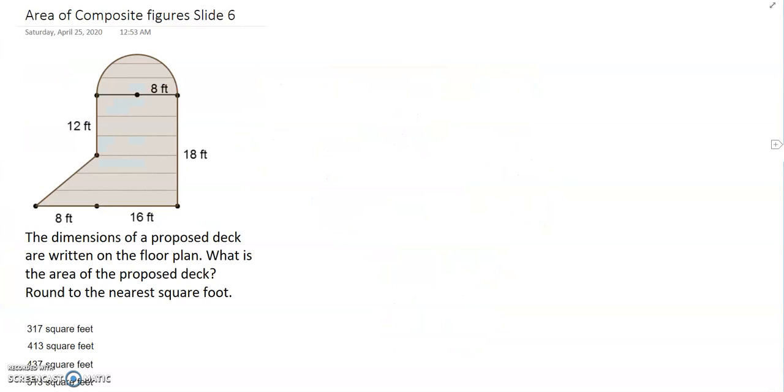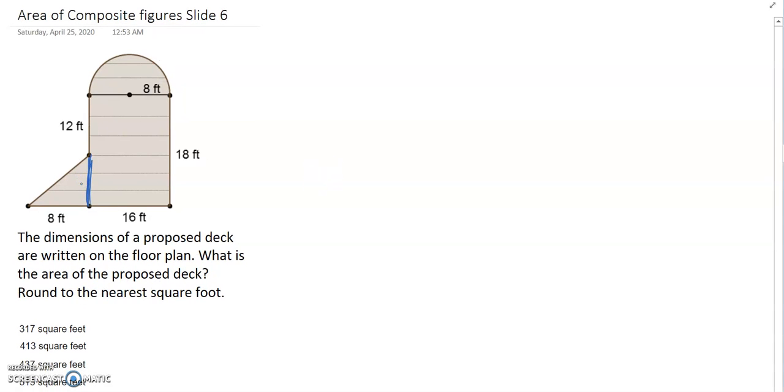For the question on slide number 6, we have area of composite figures where we have a shape that we need to break up. Here are the dimensions. What is the area of this proposed deck, rounded to the nearest foot? So we need to break this up into some shapes. I think the easiest way would be to make a triangle right here. That way we have a triangle, a rectangle, and a semicircle, half of a circle. So the area is the triangle plus the rectangle plus 1/2 of a circle.